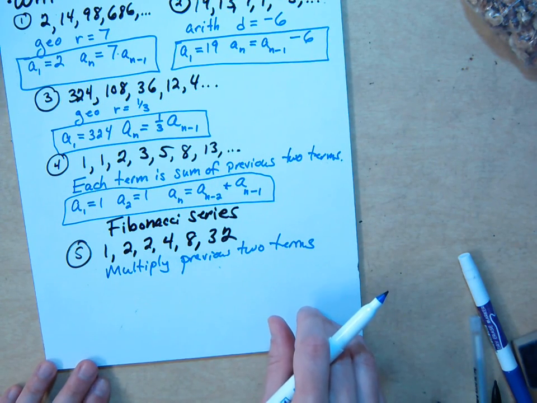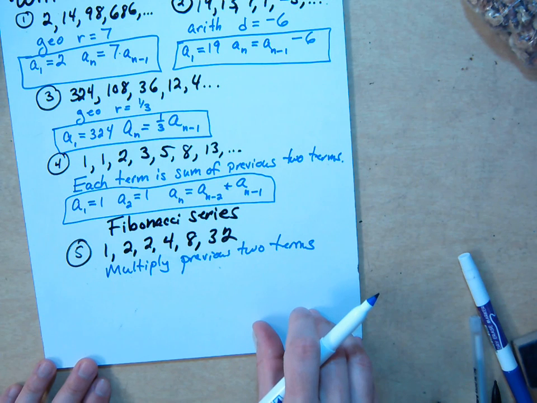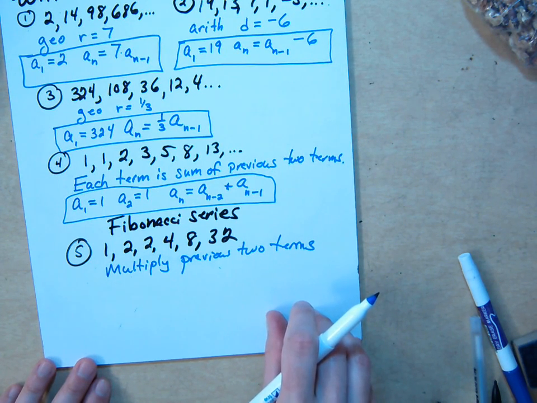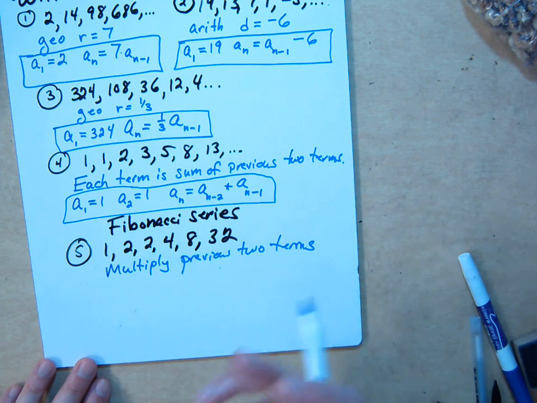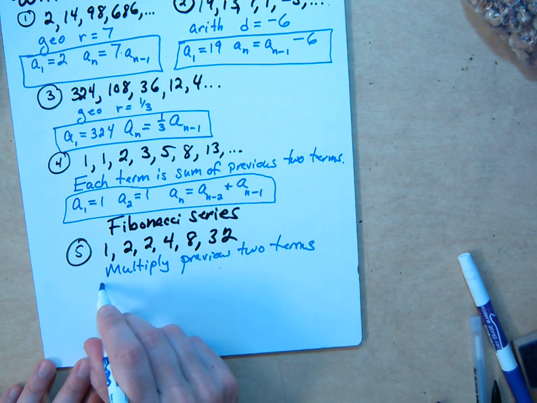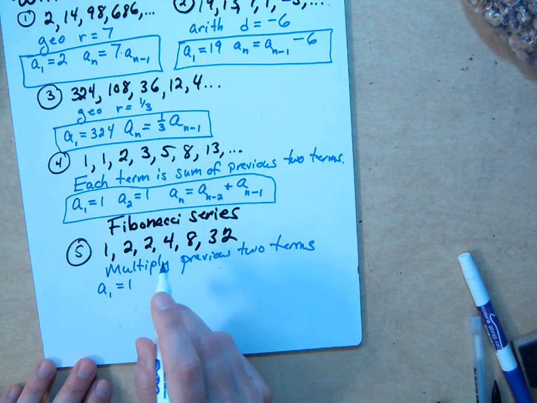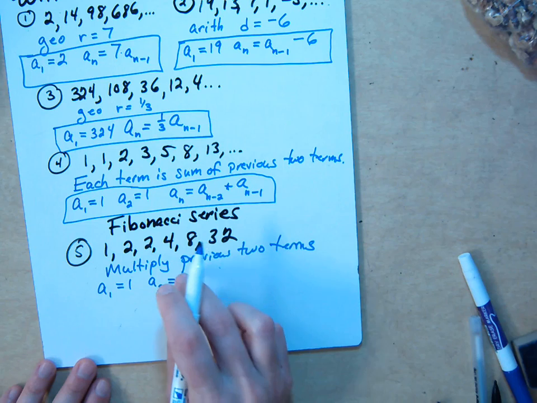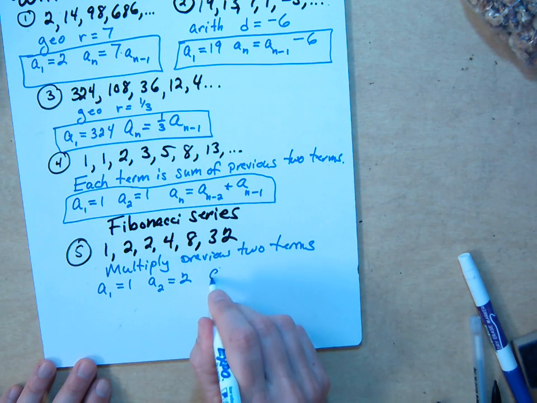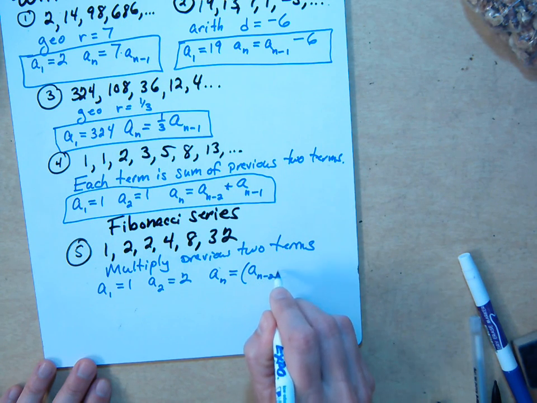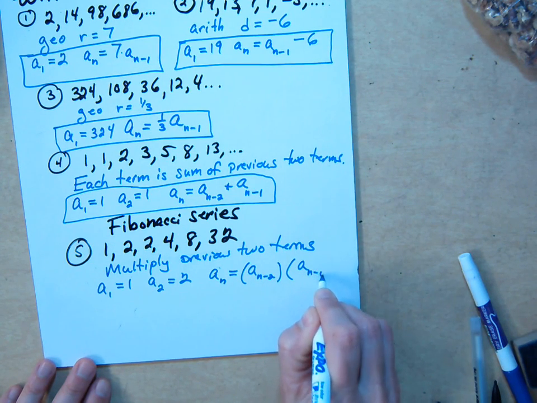That's the whole idea of recursion. It makes it actually easier to think about this way, and you can tell the computer understands how to unravel things when you define it recursively. Multiply previous 2 terms, so a sub 1 equals 1. You have to state what a sub 1 is. You have to state what a sub 2 is, because we have to use both of those. And so the nth term, this is how you would write it. You would just say a sub n minus 2 times a sub n minus 1.